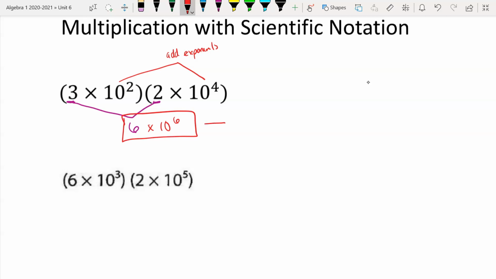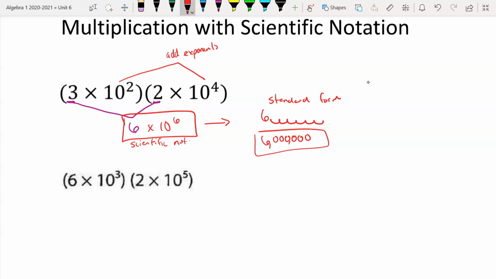If I said write it in standard form, could you write it in standard form? Yes, I would just take it, move my decimal 6 to the right, 1, 2, 3, 4, 5, 6. And that would be my answer. So this is standard form. This is scientific notation. But you need to do scientific notation first before you go to standard form. So again, I take the coefficients, I multiply them, and I take my exponents and I add them. So go ahead and try the second one down here.